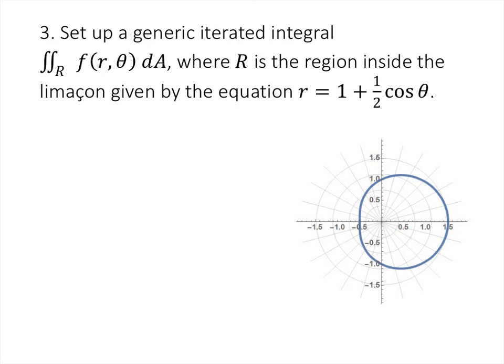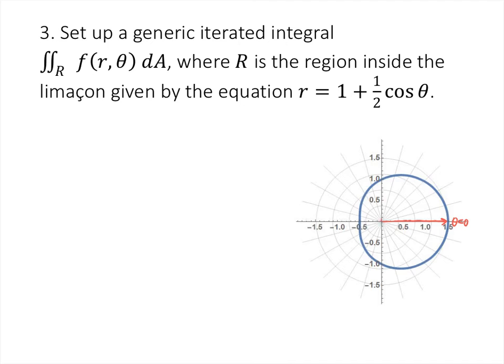So here we just have to set up a generic iterated integral. So we're not actually going to be doing any iterating in this one, we're just going to be doing the setup. And so here we have a region inside a polar curve. And remember that when we read these polar graphs, we want to read them radially. So this here is where theta equals 0.